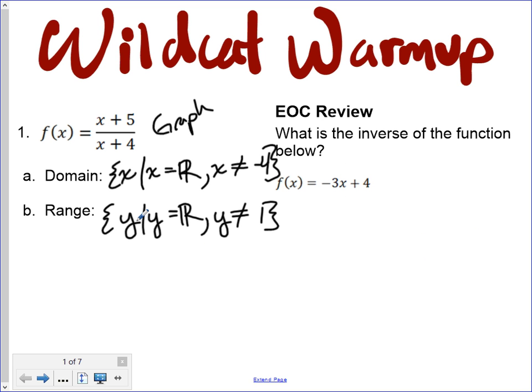Questions on number 1? No. One more time, how do you read this? The set of x values equals all real numbers. A lot of different ways you can finish it. I just say except for -4. X is all real numbers except for -4.